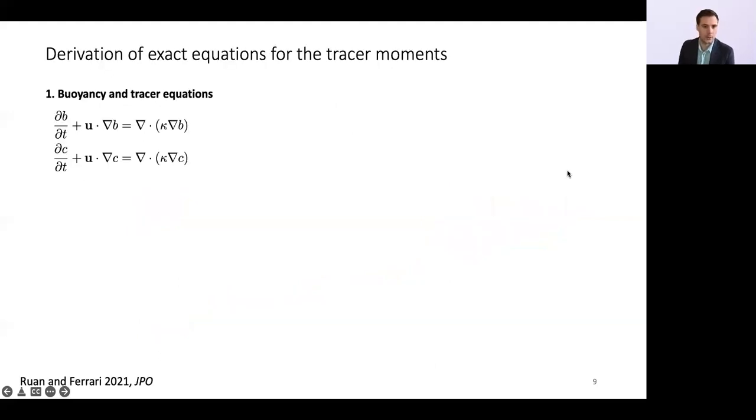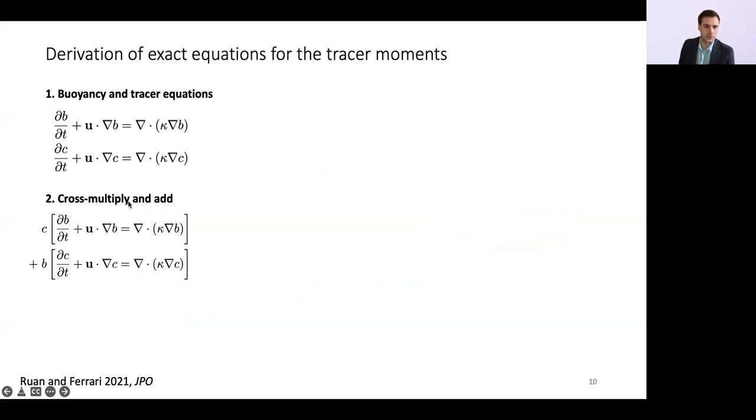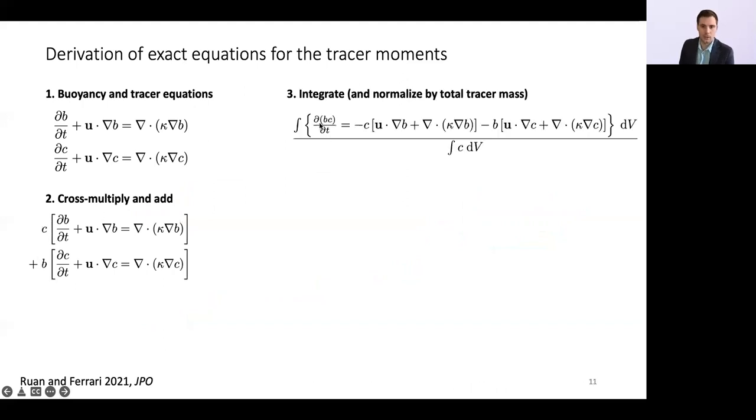So the approach we're going to take quantitatively is this tracer moment method pioneered by Ruan and Ferrari in a recent JPO paper. So we'll start with just the buoyancy equation I've shown before, as well as a tracer advection diffusion equation. And so the idea is to cross multiply these. So now you have an evolution equation for their product. And if we integrate that over some large volume and normalize by the total tracer mass, that actually gives us an evolution equation for the tracer weighted average buoyancy of the tracer in this case.